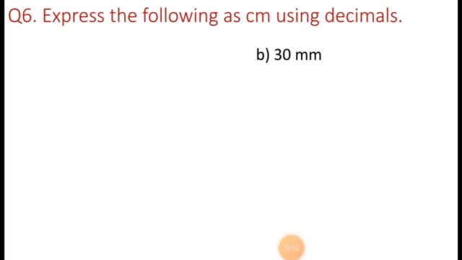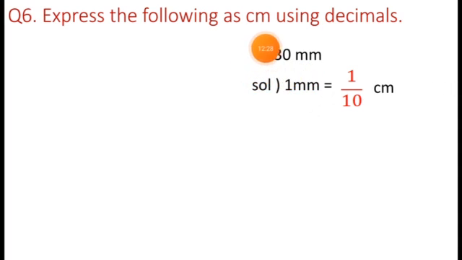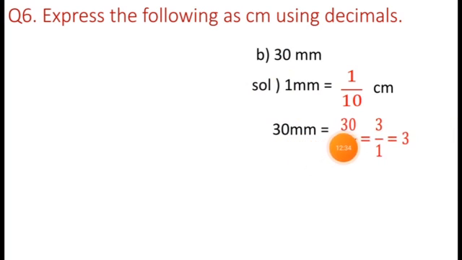Now come to the question number 6. We have to express this using decimals, and we have to express it as centimeter, fine. So this question you can see present on the screen, 30 millimeter. So children, to convert this millimeter in terms of centimeter, we must know the relation that 1 millimeter is equals to 1 upon 10 centimeter. So for 30 millimeter, it will be 30 divided by 10, that will give us 3 centimeter.